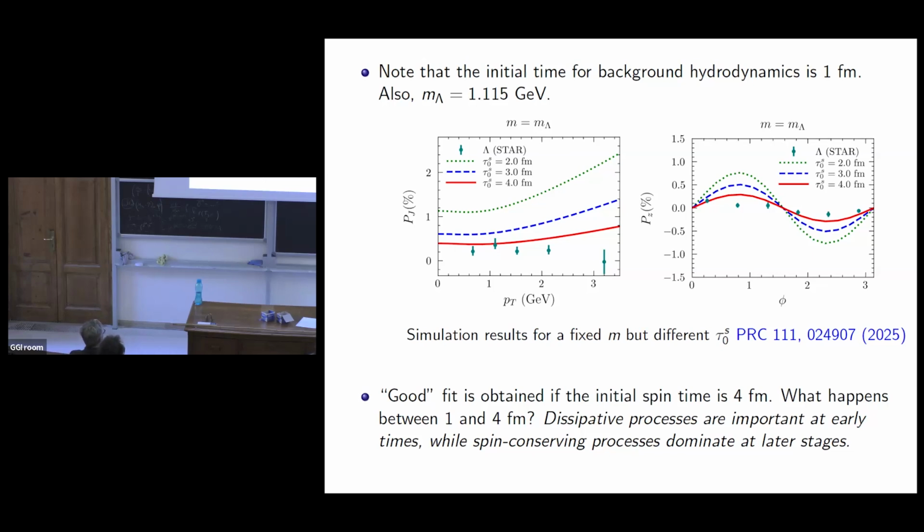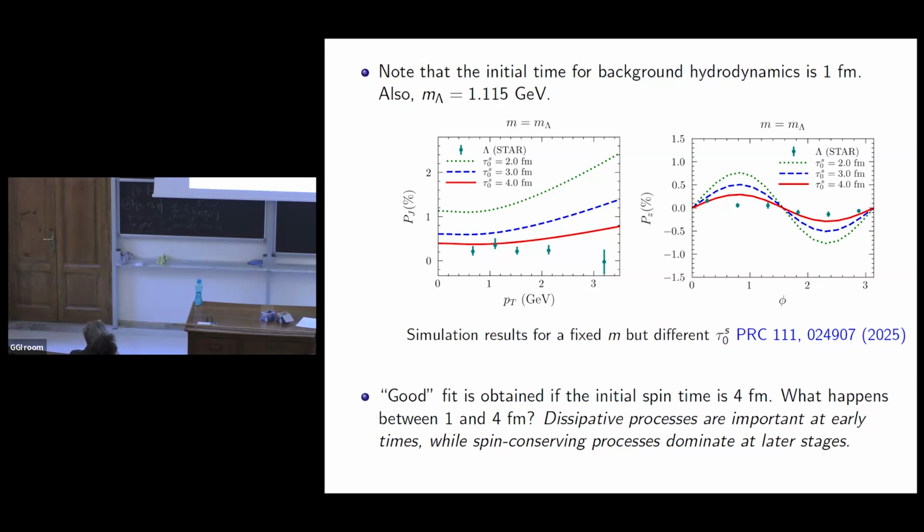So what we observe from here is that if we assume this local equilibrium and start at the same time as the hydrodynamic background, then the polarization will be too large. So to get a correct description of the data, the spin sector must evolve at a delayed time relative to the background hydro. We found that a good fit is observed when the initial spin time is about 4 Fermi.